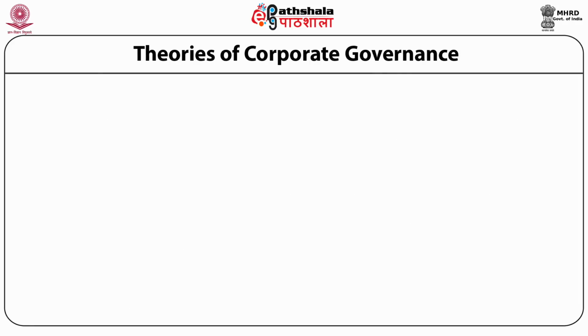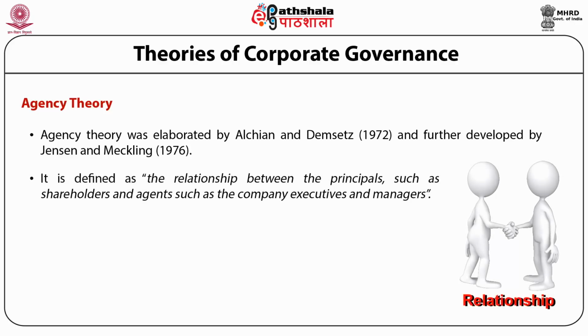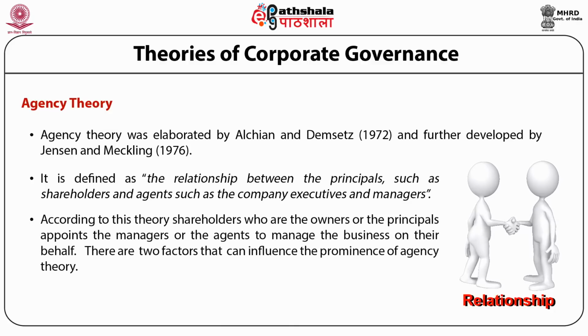In both cases, they result in efficient allocation of capital. Theories of capital governance. Agency theory. Agency theory was established by Alchian and Demsetz in 1972 and further developed by Jensen and Meckling in 1976. It is defined as a relationship between the principals, such as shareholders, and agents, such as company executives and managers. According to this theory, shareholders, who are the owners or the principals, appoint the managers or the agents to manage the business on their behalf.